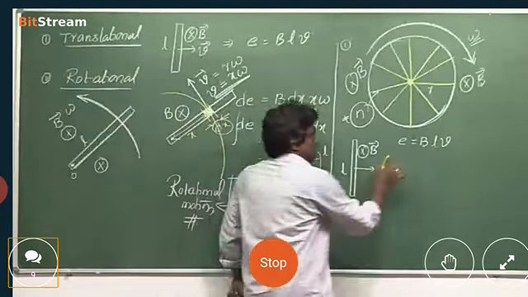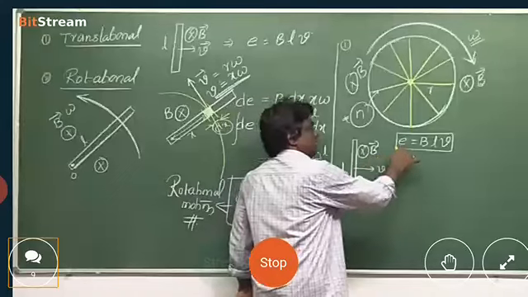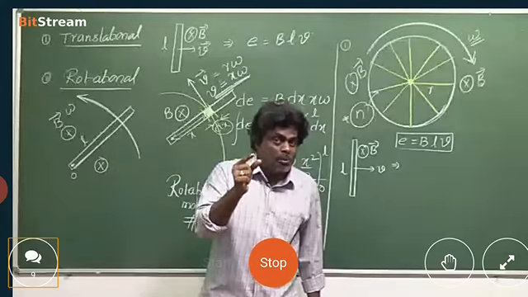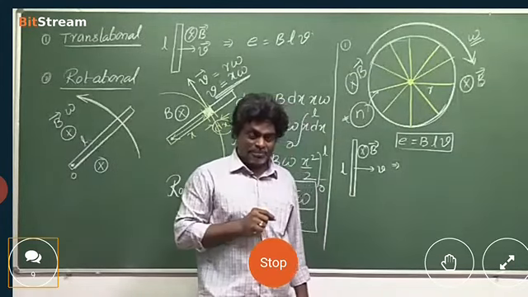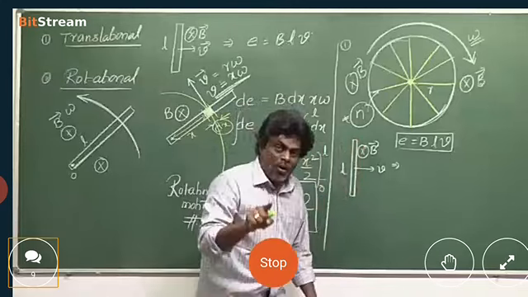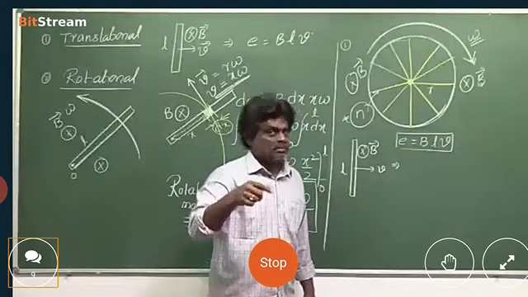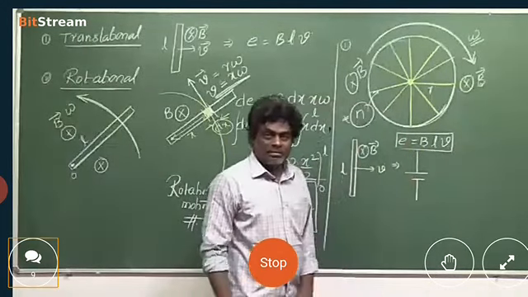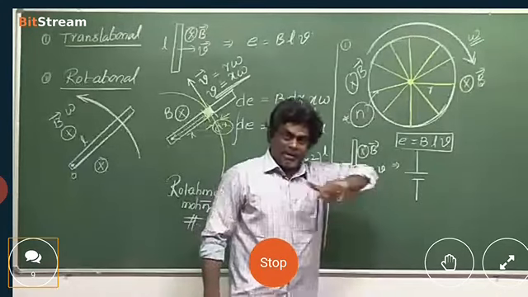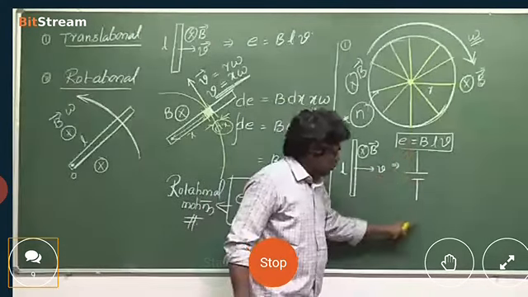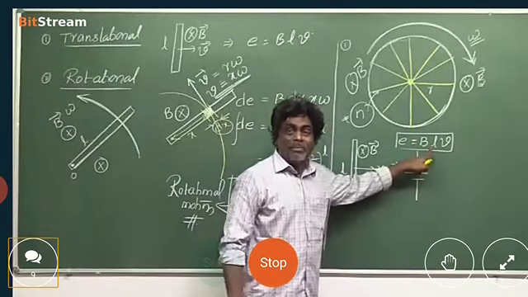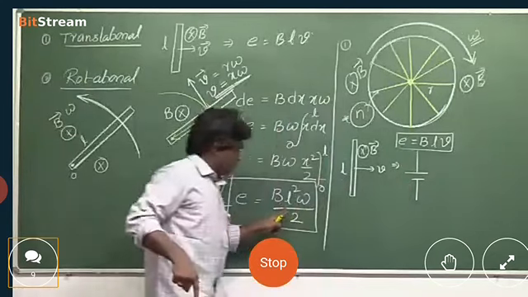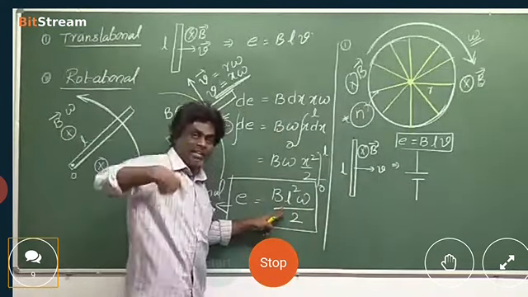Why? See, every moving rod is replaced with an EMF. Which component is having EMF? Battery. So every moving rod can be replaced with a battery? Yes. Every moving rod in the presence of a magnetic field is equivalent to a battery of EMF BLV. It is replaced with a battery of EMF B L square omega by 2 if it is rotating.